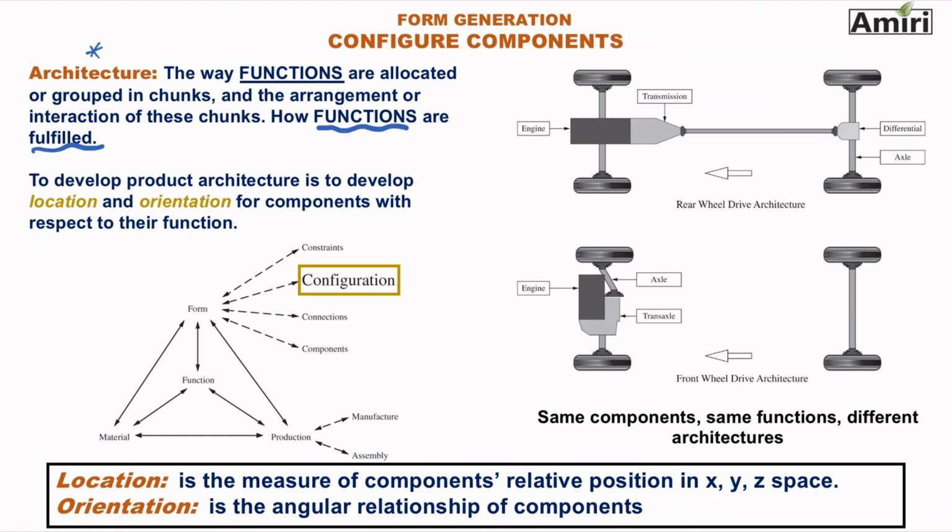An example here is a great example of 2 different architectures. As you can see, 2 different arrangements of physical building blocks, physical chunks, but the same components. So they're the same components, but by arranging them differently, you can achieve 2 different functions out of this system. One of them would be a rear wheel drive system, and the other would be front wheel drive. Again, same components, same functions, but just a different architecture and overall a different function of the system.